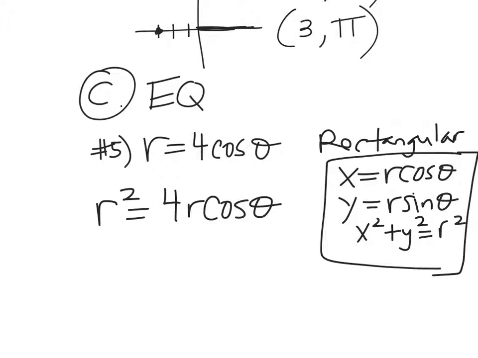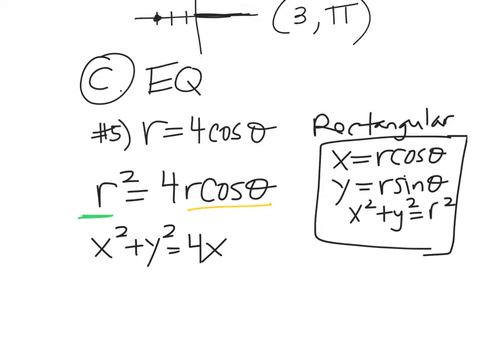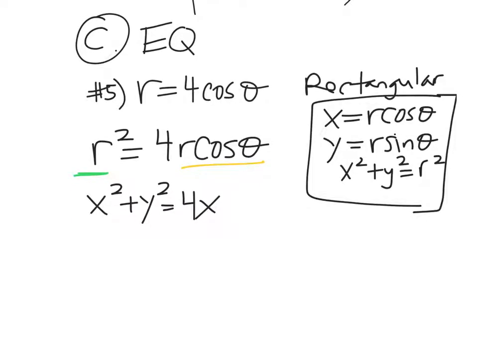Okay, now I'm ready. I'm ready already. Here we go. See this r squared? What does r squared equal? It equals x squared plus y squared. And do you see this r cosine theta? Do you know what that's equal to? It's equal to x. And then guess what? I already got it. Yep. If you were to subtract 4x to the other side, this would be what it would look like.